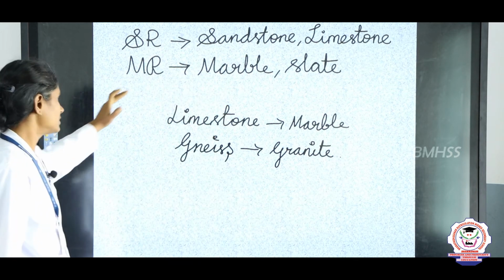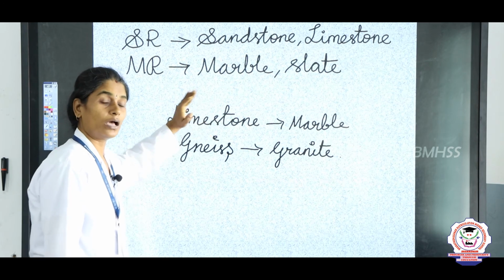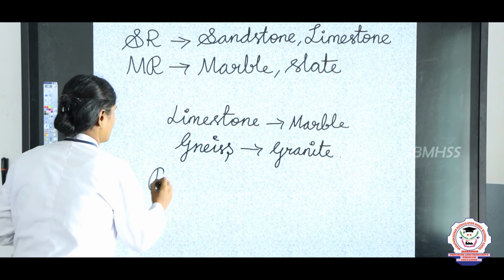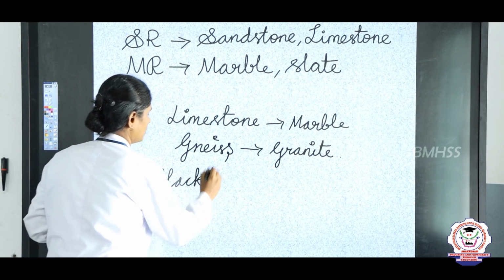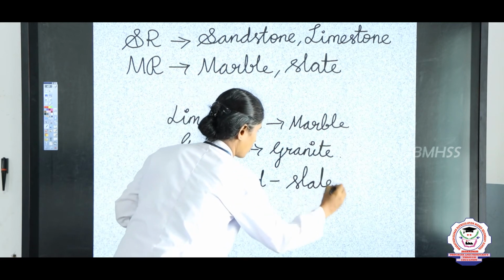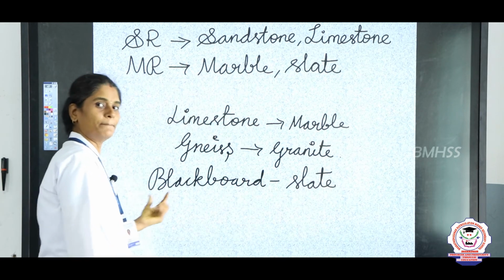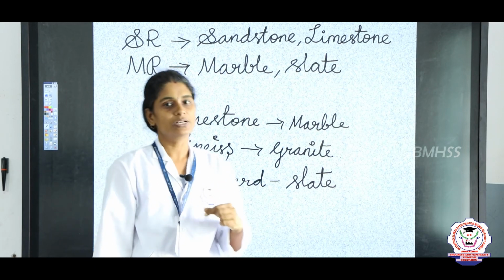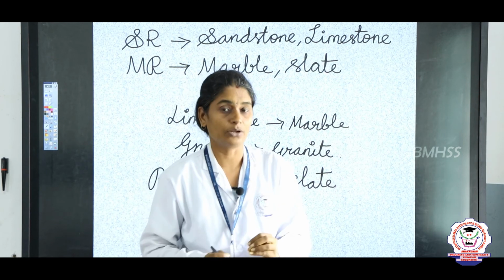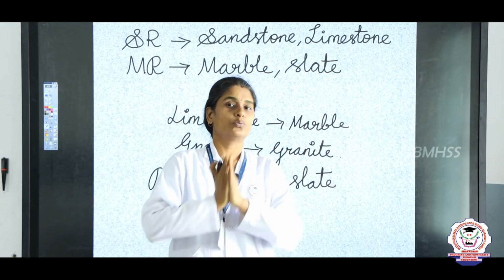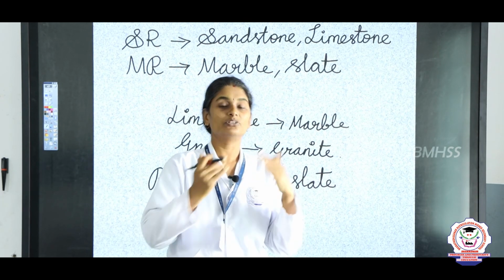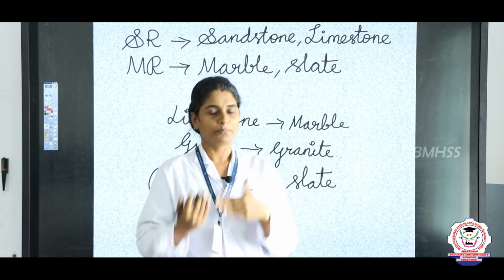Right. So almost you learned. And what rock is used to make blackboards? Very good. From the slate rock, the slate rock is used for blackboards, right? So now children, about metamorphic rocks and sedimentary rocks you learned in this class. How the sedimentary rocks are formed, how the metamorphic rocks are formed, and you also learned the examples of the sedimentary rocks and metamorphic rocks.